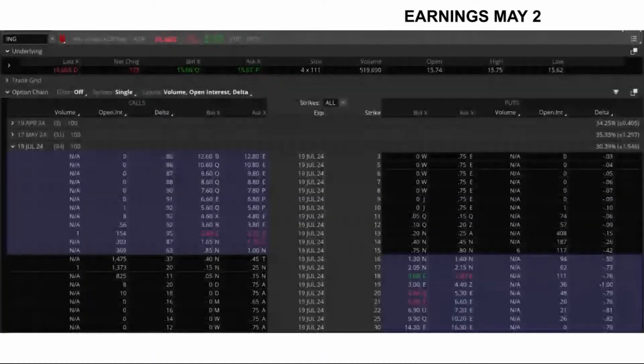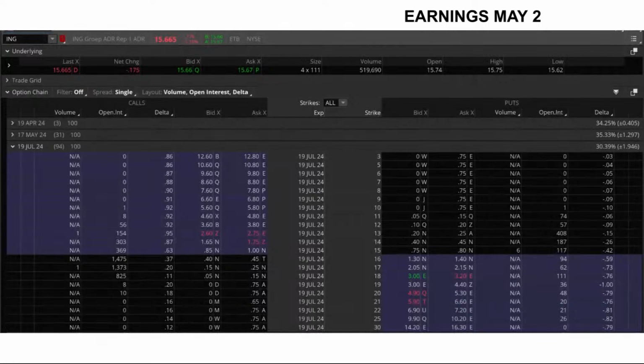Every single day since February 28th, we've been getting on here, sharing 1 trade of the day. Today's trade is going to be on an ADR, an American Depository Receipt. An ADR is a company that is traded outside the US, but they also have an ADR that trades inside the US.